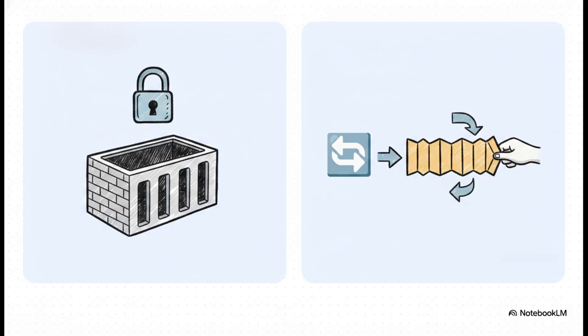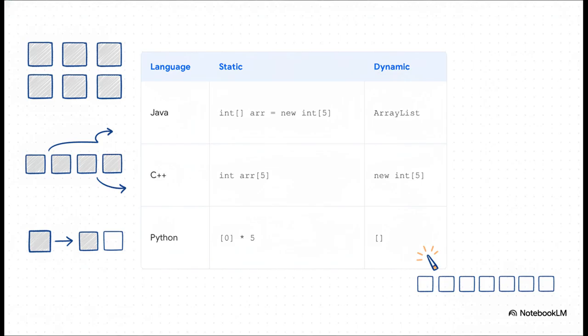But they are incredibly rigid. If you say it holds 5 elements, it holds 5 forever. Dynamic arrays, on the flip side, are allocated on the heap, a much larger, more flexible memory pool. They can grow, they can shrink. The catch? That flexibility brings along a slight performance overhead for managing all that memory. The way different programming languages handle this exact divide is actually brilliant. In languages like Java and C++, you have the power to choose. You can declare a strict, fixed-size static array, or you can use tools like Java's ArrayList or a C++ dynamic array using the new keyword to get that flexibility.